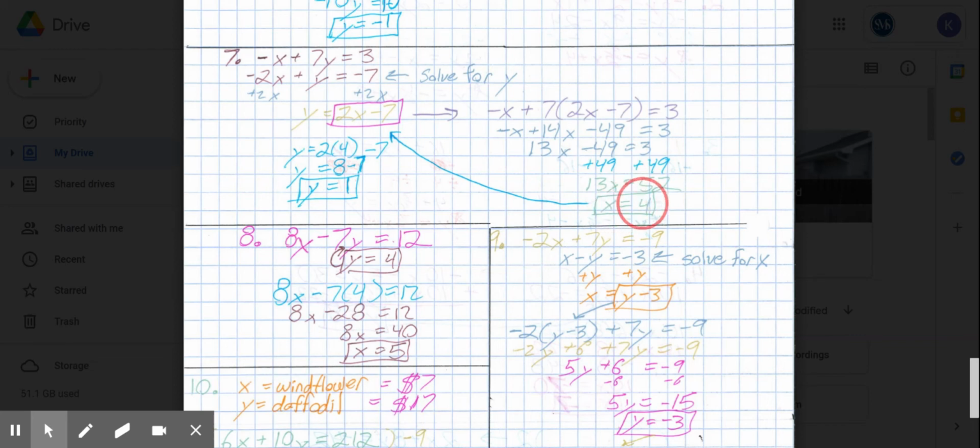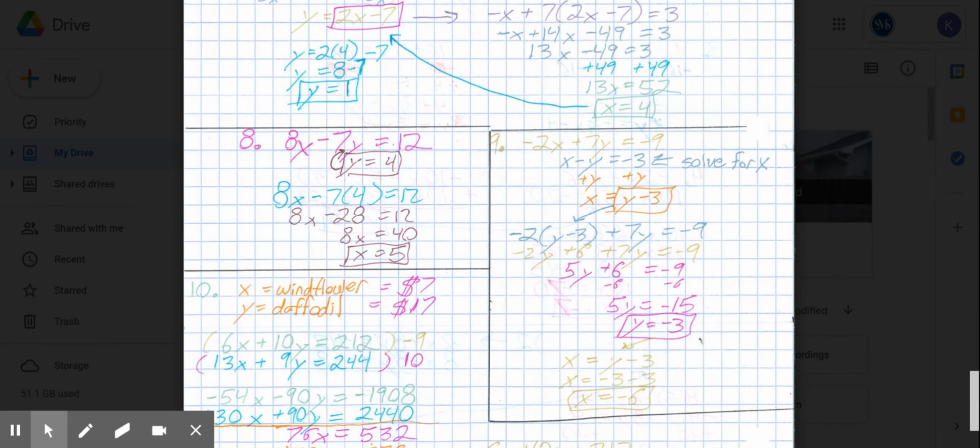Now I can take that x equals 4 and put it back in to figure out what y is. Well, if y equals 2x minus 7, it's 2 times 4 minus 7, so 8 minus 7 gives us y equals 1. So our answer to number 7 would be 4, 1.